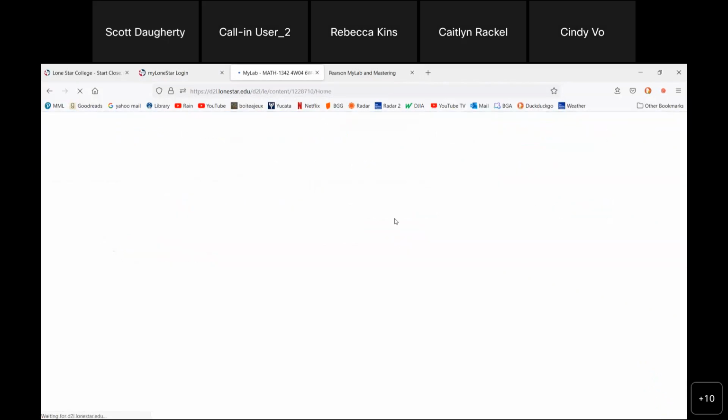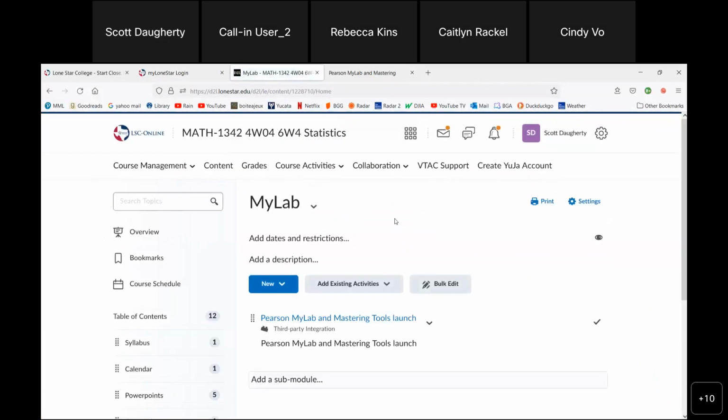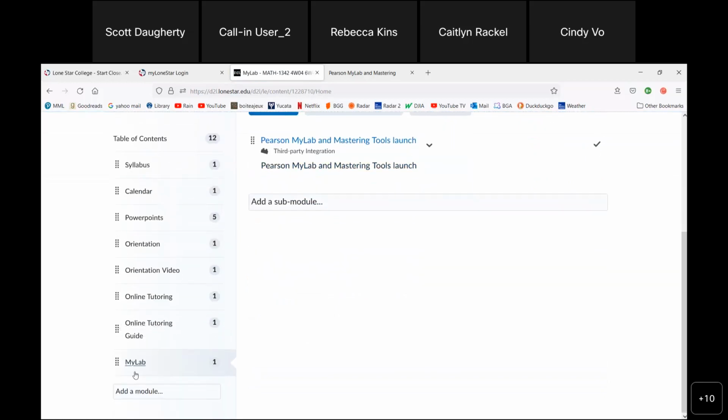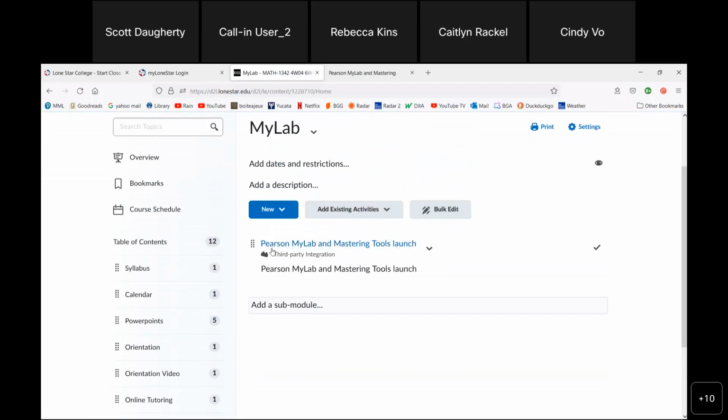Okay, so after you log into D2L and then click on the link for whichever class you're in, of course, this one's the 4W04 class, but you might be in the 4W02 class or the 4CO2 class. Regardless of which one you're in, at the very top here, you'll have all these buttons. You want to click on this content button. And then on the left-hand side, at the bottom, you should see this My Lab link, and you want to click on that. And what will happen is this will appear on the screen. And what you want to do is click on the blue link here that says Pearson MyLab and Mastering Tools Launch.